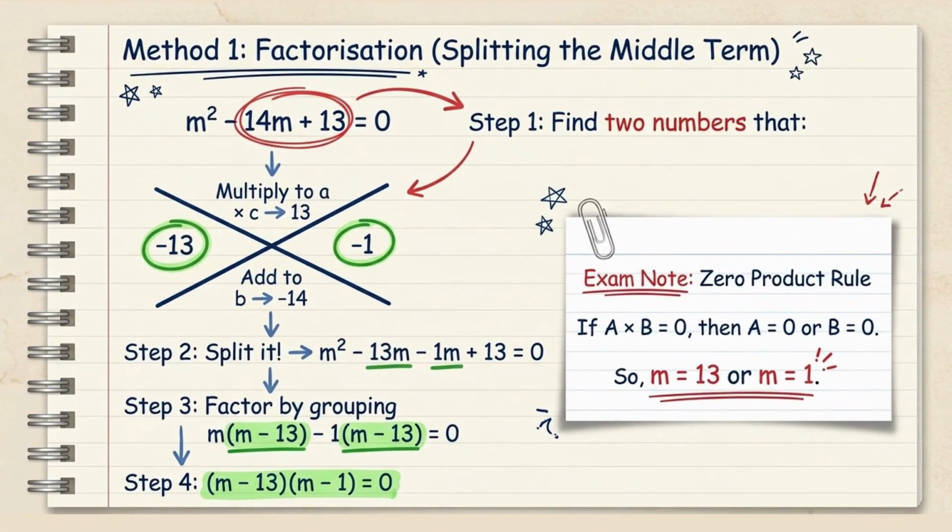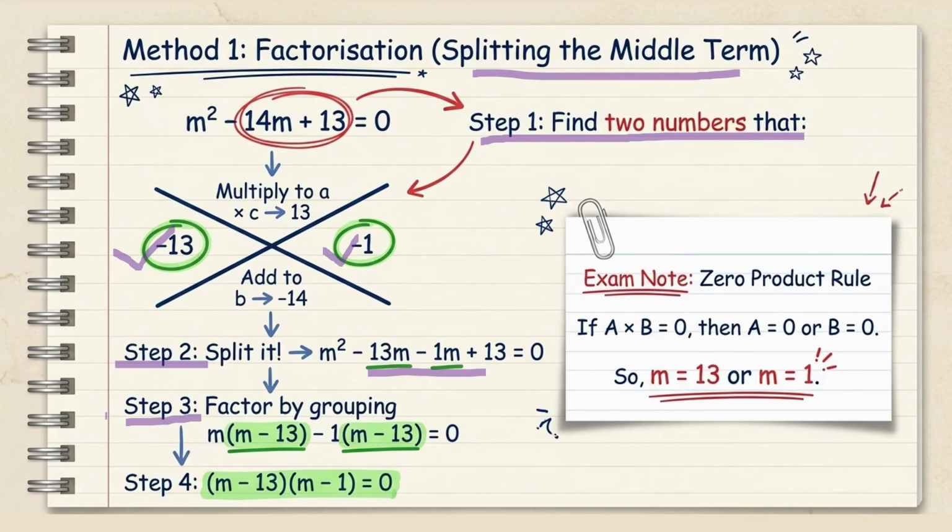Five. Method 1. Factorization. Splitting the middle term. Equation, m squared minus 14m plus 13 is equal to 0. Step 1. Find two numbers that multiply to 13 and add to minus 14. Minus 13 and minus 1. Step 2. Split it. m squared minus 13m minus 1m plus 13 is equal to 0. Step 3. Factor by grouping. m into m minus 13, minus 1 into m minus 13, is equal to 0. Step 4. m minus 13 into m minus 1 is equal to 0.